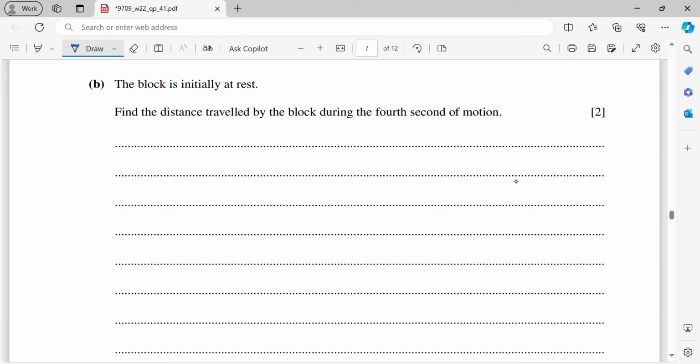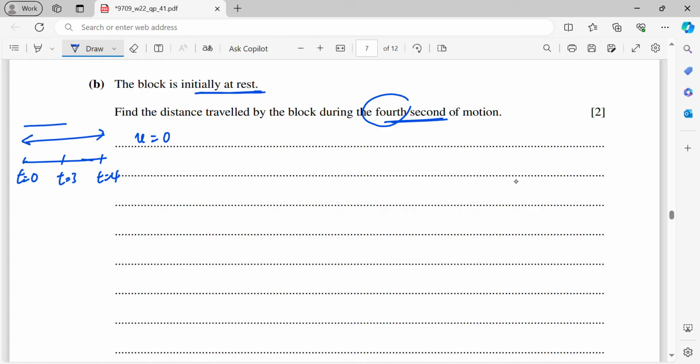Okay, now B, the block is initially at rest. At rest means that the U equals to 0. Now find the distance traveled by the block during the 4th second of motion. 4th second of motion means that, let's say this is t equals to 0 until 3 and then 4. The 4th second is not 4 seconds, it's the 4th second, which means it will be the distance traveled by 4 seconds minus the distance traveled by 3 seconds. You need to find S at t equals to 4 minus S at t equals to 3. This is the meaning of 4th second.